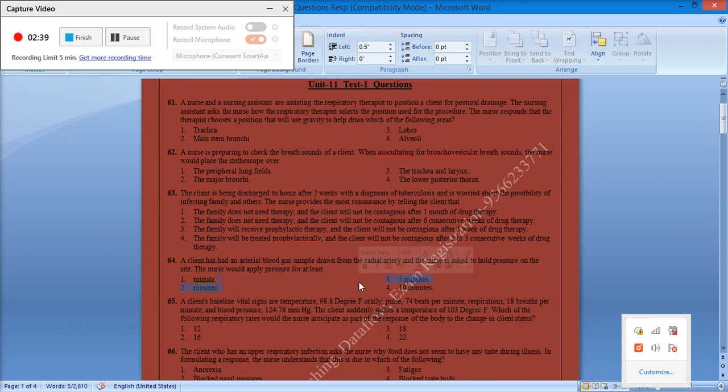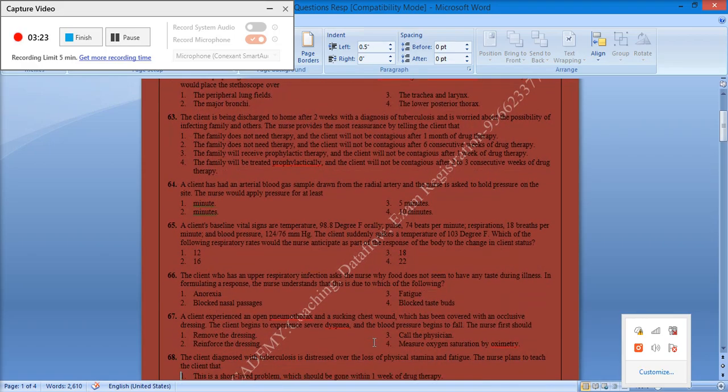65. A client's baseline vital signs are temperature 98°F orally, pulse 74 beats per minute, respiration 18 breaths per minute and blood pressure 124 by 76 mmHg. The client suddenly spikes a temperature of 103°F. Which of the following respiratory rates would the nurse anticipate as part of the response of the body to the change in client status? 1. 12, 2. 16, 3. 18, 4. 22. The correct answer is 4. 22.